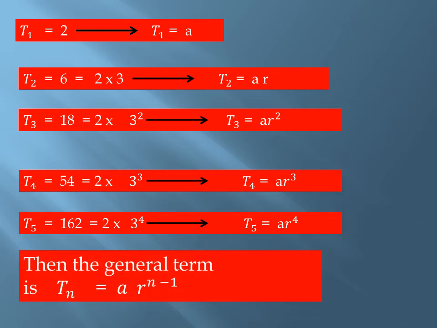Now we get the general term. The general term Tn, where the order of the term is n, equals AR to the power n minus 1. Note, the power is always 1 less than the order of the term.